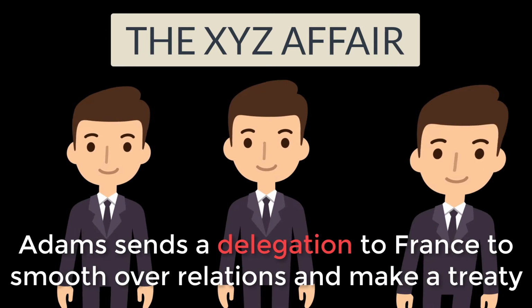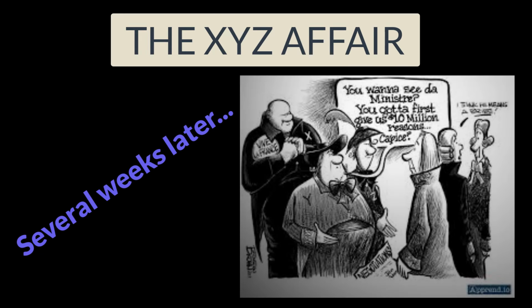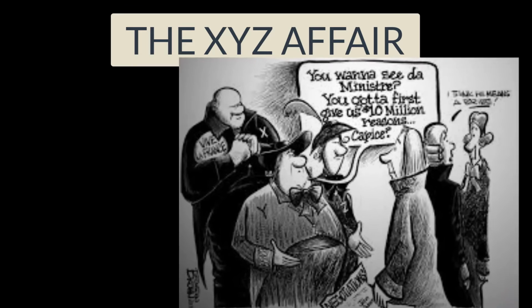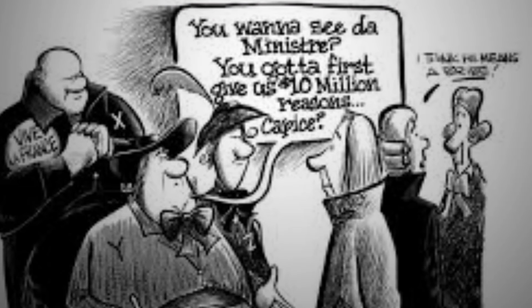Naturally, this practice of impressment cannot stand, and so Adams sends a delegation of 3 men over to France to smooth over relations and possibly make a treaty. However, once there, the French refuse to meet them for several weeks. Several weeks later. Finally, the French foreign minister does send 3 agents to talk to them, but he demands a hefty bribe in order to meet in the first place. Now, these delegates are indignant. In fact, Pinckney responds with, no, not a 6pence. Saucy words from the young ambassador.